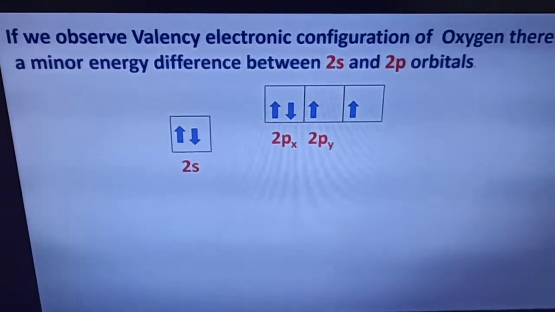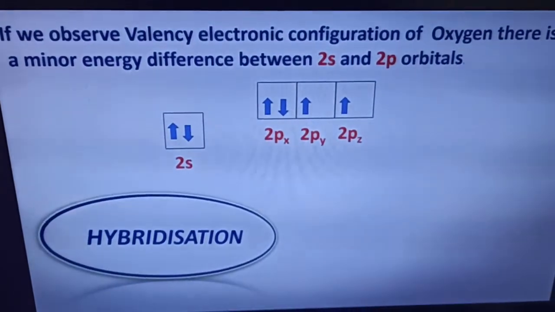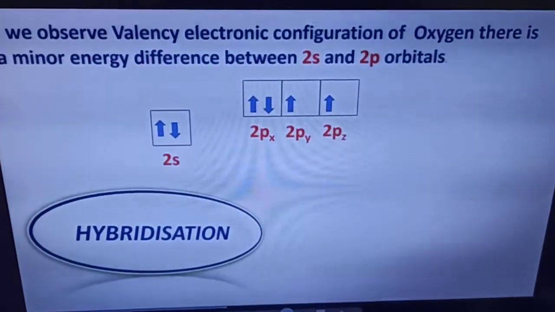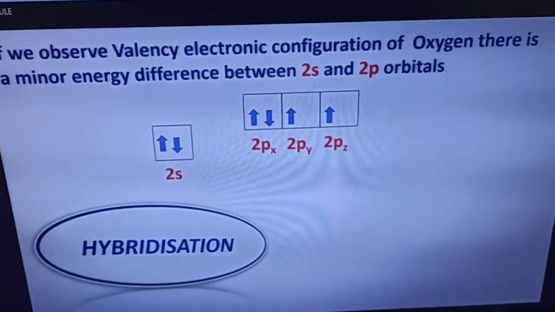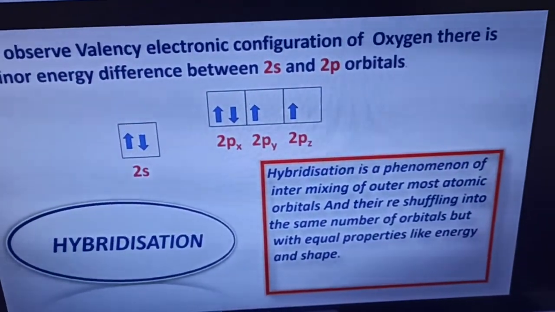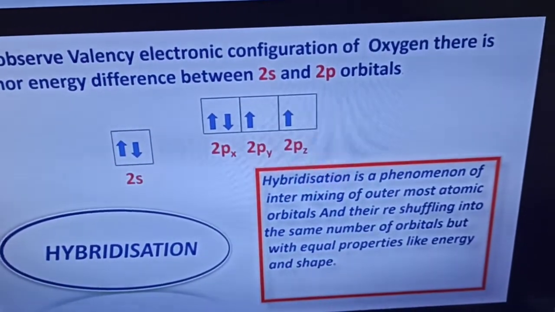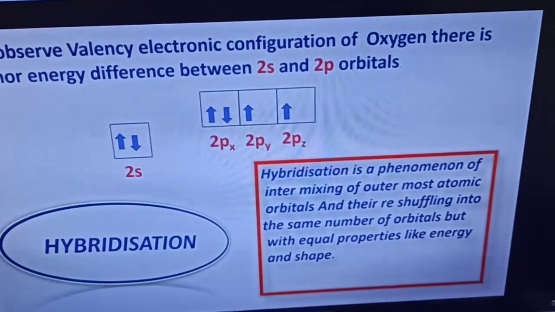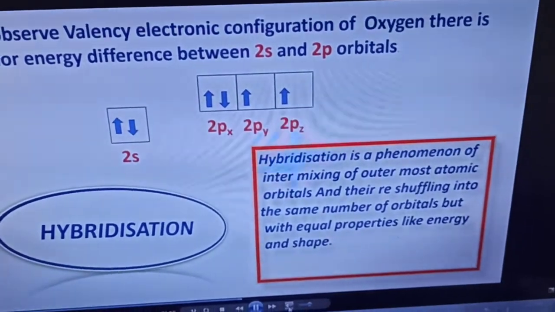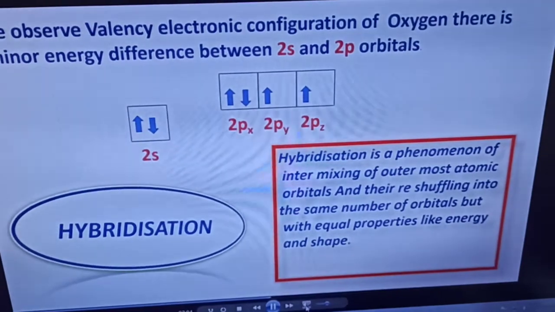If you observe the valence electronic configuration of oxygen, there is a minor energy difference between the 2s and 2p orbitals. Very little difference is there, and hence the hybridization has to begin, because it is always the nearby orbitals which take part in bond formation. It is a phenomenon of intermixing of outermost atomic orbitals and reshuffling into the same number of orbitals but with equal properties like energy and shape, as per the definition of hybridization.